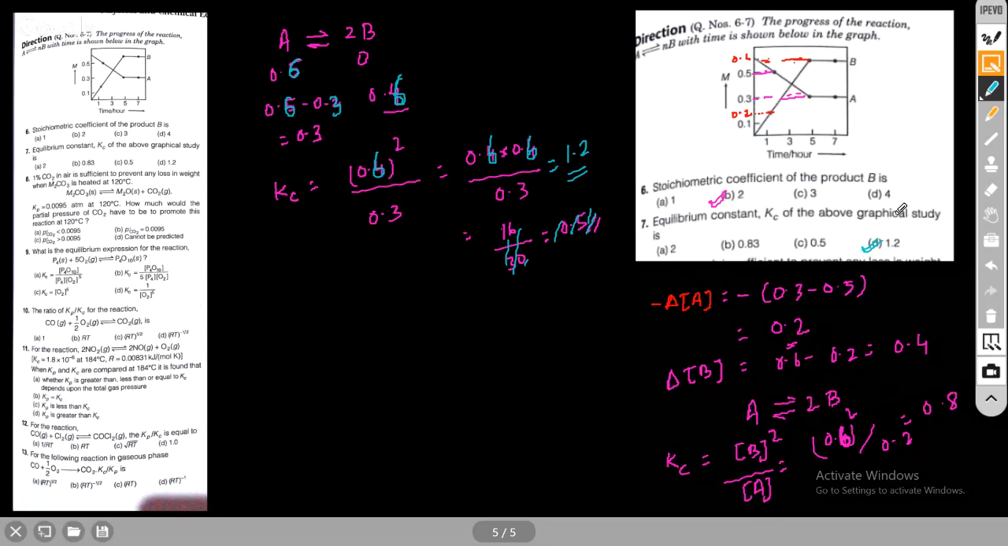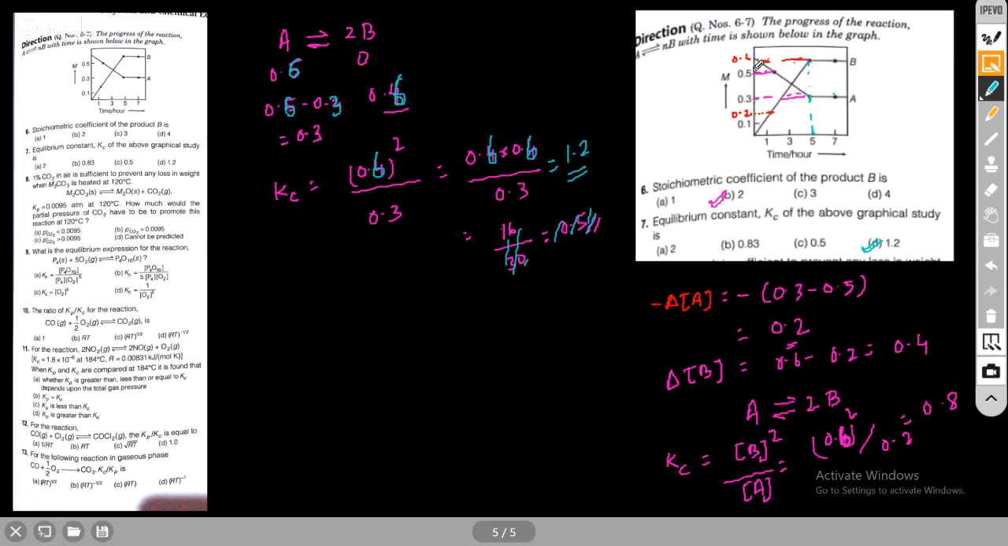See, actually, this question is based on a graph. I didn't see where the point of equilibrium is. This is the point of equilibrium, right? Here the concentrations of B and A are constant after this point, correct? And that is the condition of equilibrium. The concentration of A and B won't change. So this is the point where equilibrium has been established.